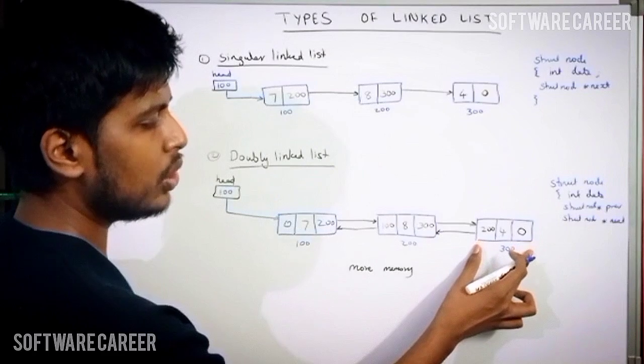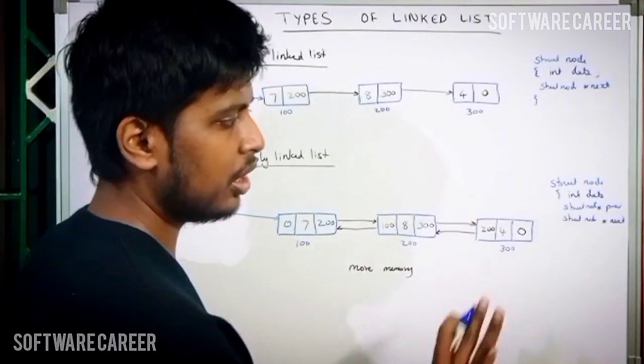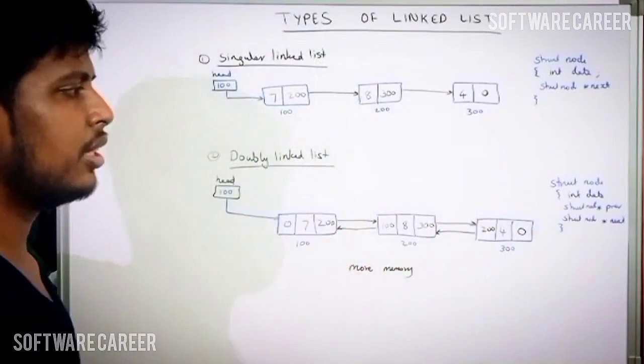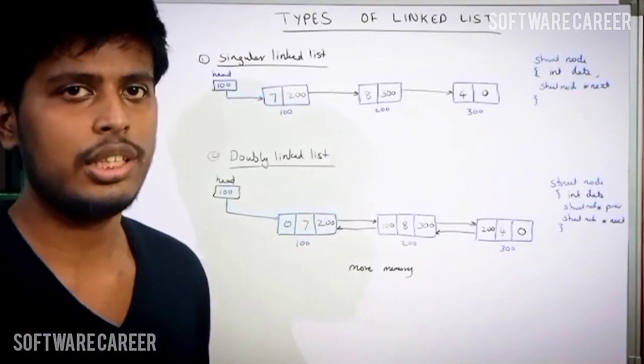This node contains three parts. This node also contains three parts, so I am defining the same struct node. This is how you define the structure of a doubly linked list. Now let's see what a circular linked list is.